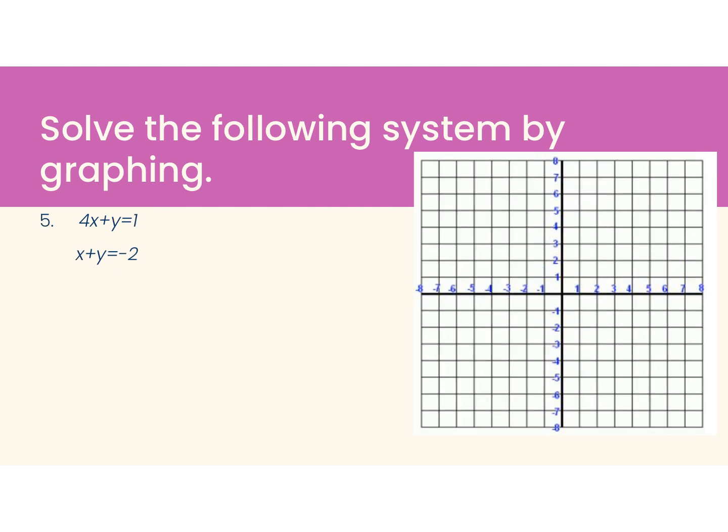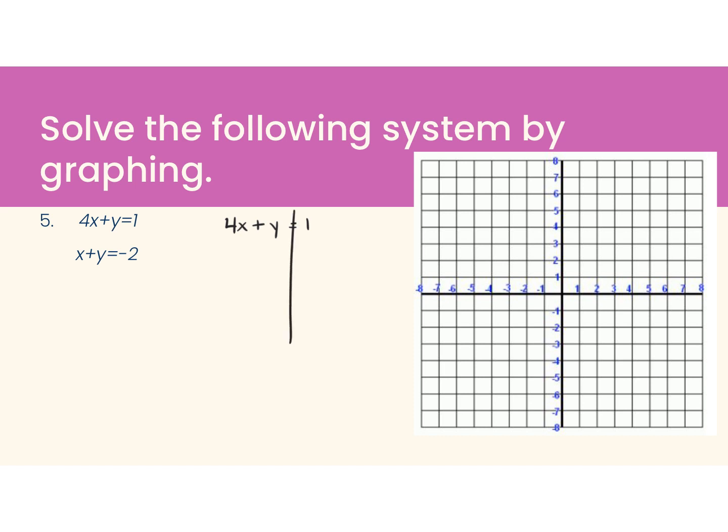All right, we're just going to do one more here. We're going to do number 5. Okay, so I skipped number 4, so now we're on to number 5. So I have 4x plus y equals 1. My y is not by itself, so I'm going to rewrite 4x plus y equals 1.